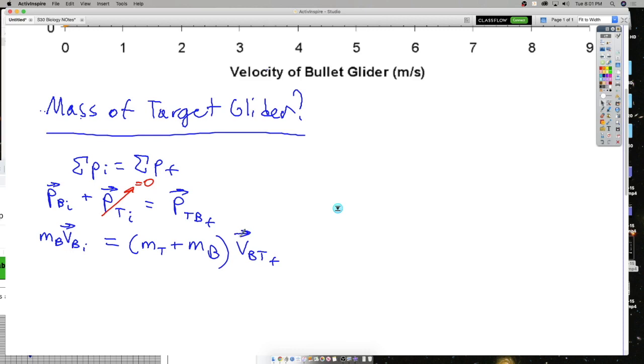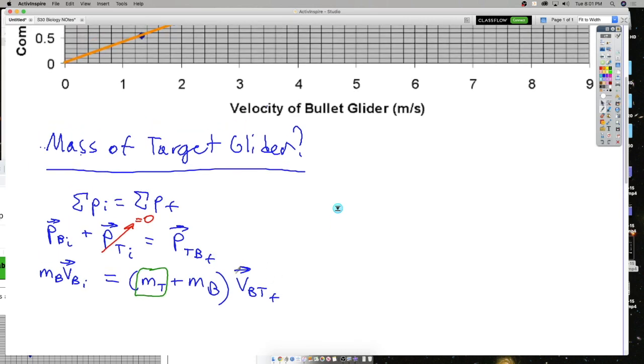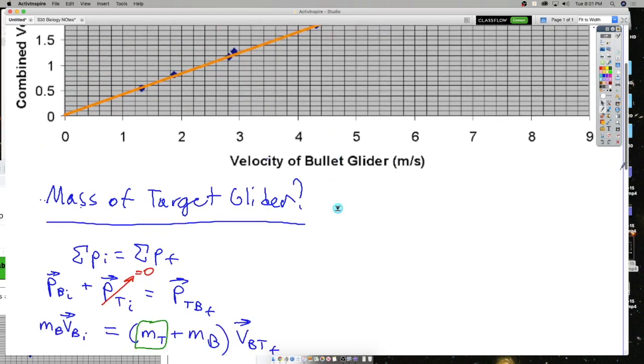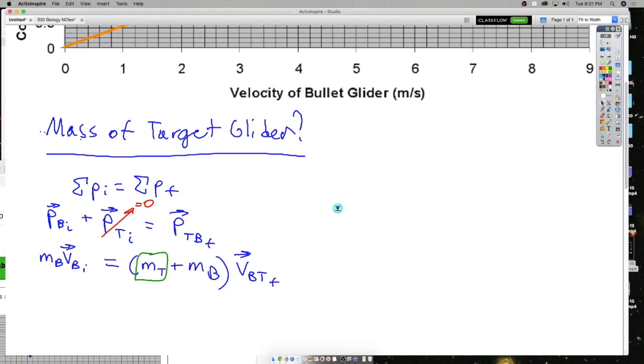Now, look at this. What do we have here now? Now we've got our required, the mass of the target glider, that's what we want, okay? And we've related it to the velocity that they move off with together as one object, that's our y variable. That's y, right? On our graph. That's what's on our y-axis. And hey, the initial velocity of the bullet glider, that's what's on our x-axis. Okay, now we're getting somewhere. Now we're actually looking at some kind of graphical analysis being possible in the near future, okay?